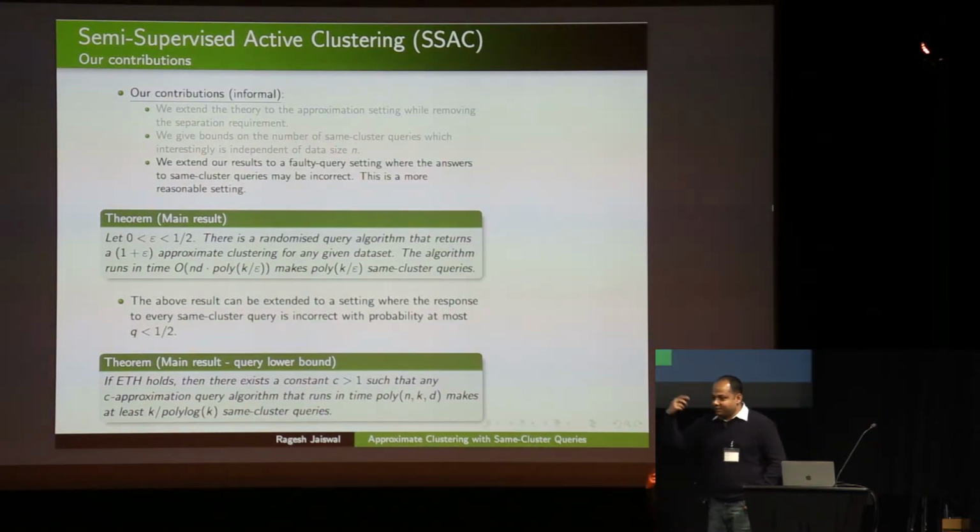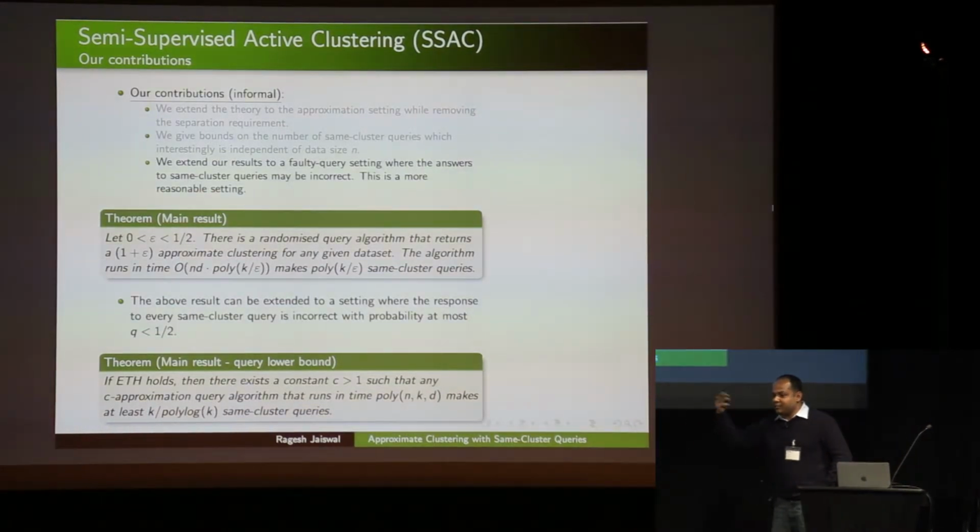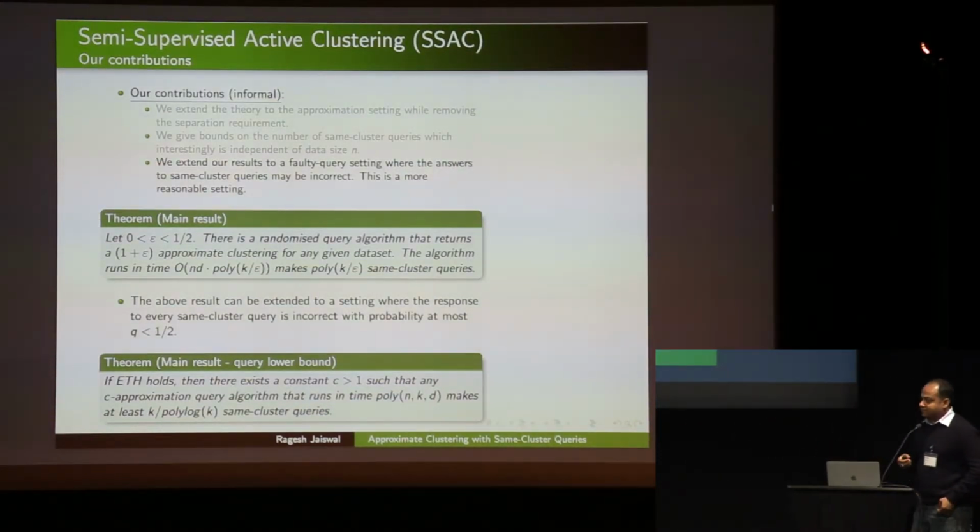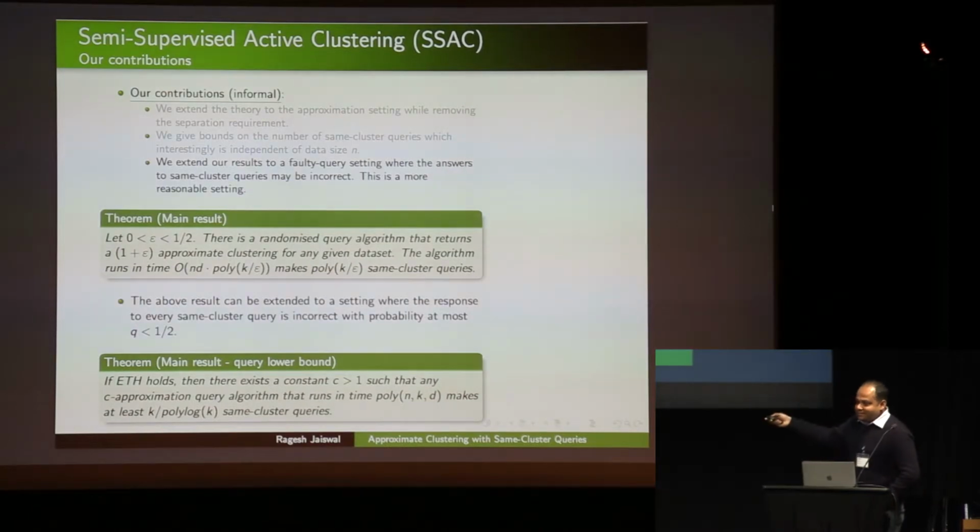So it's a probabilistic oracle, right? That means independently for every same cluster query, it's going to make a mistake with probability q. So it's a randomized answer that is returned. Yeah, so it's restrictive, but it's just a starting point.